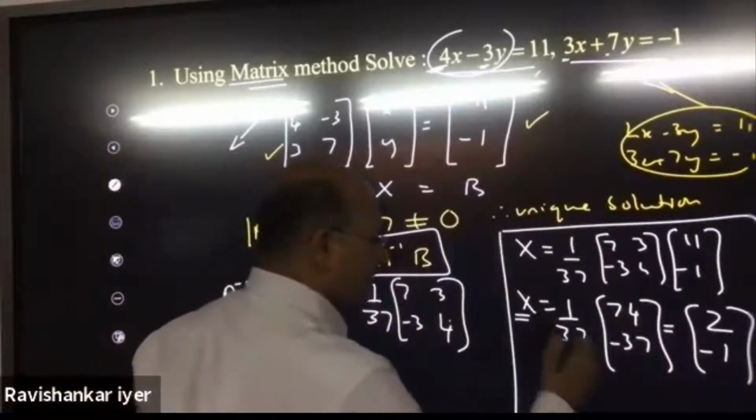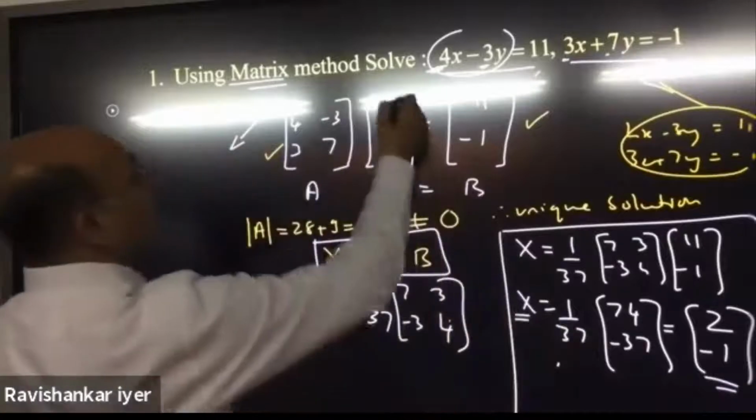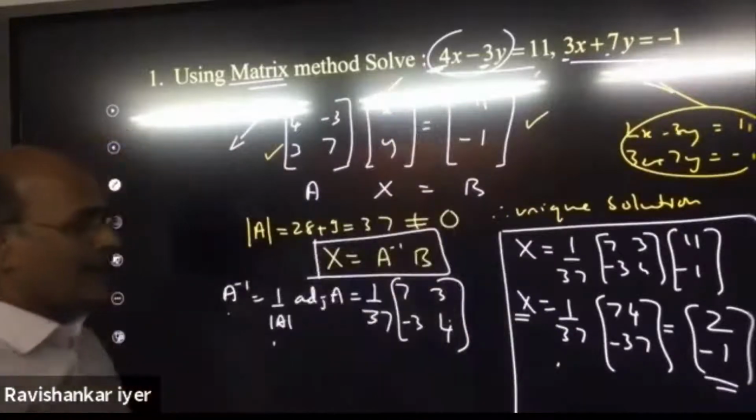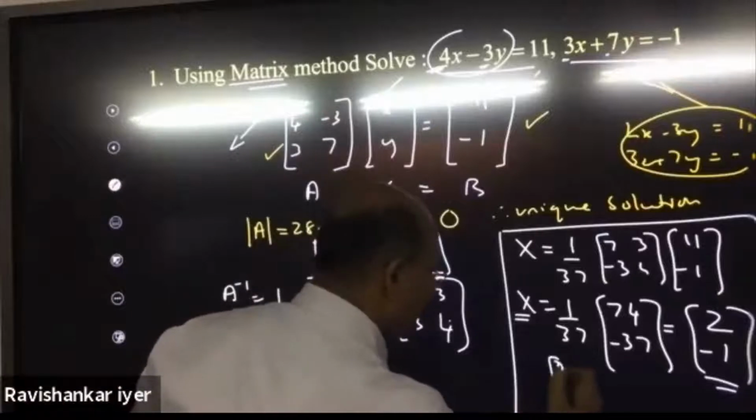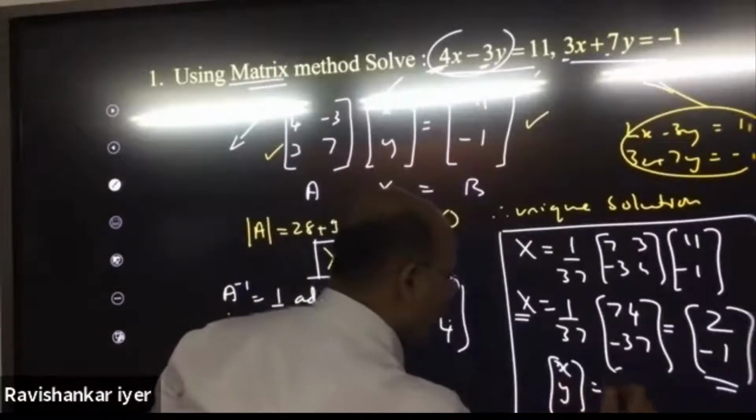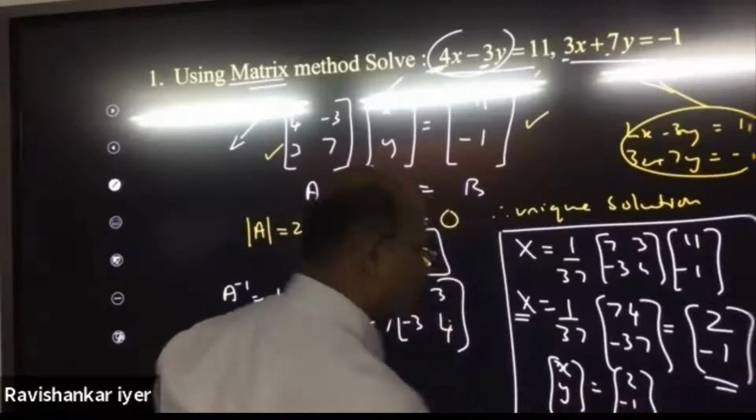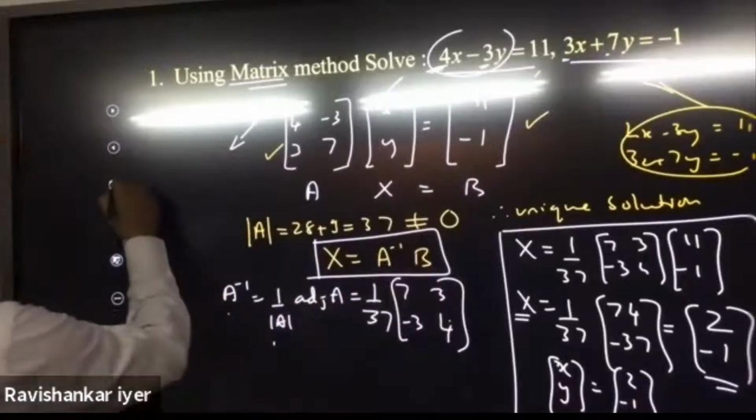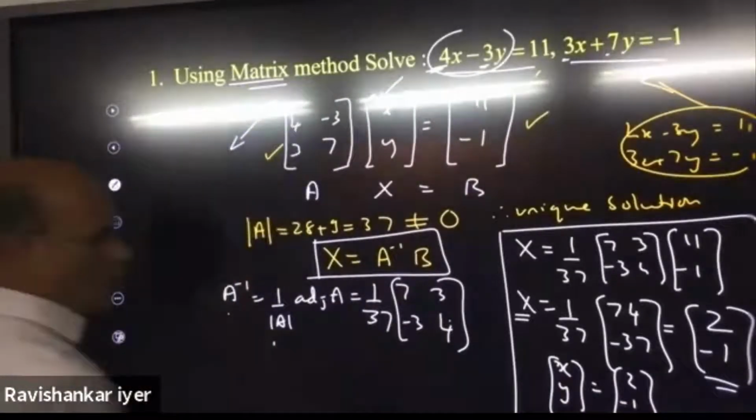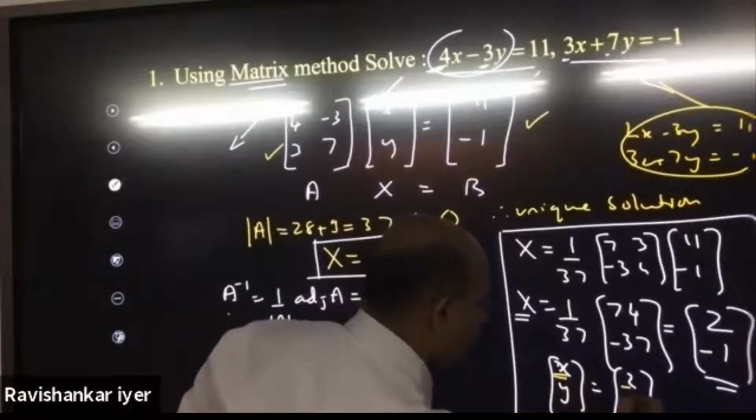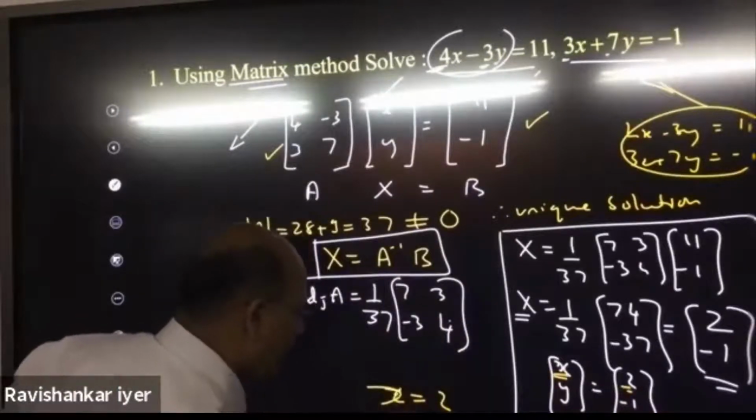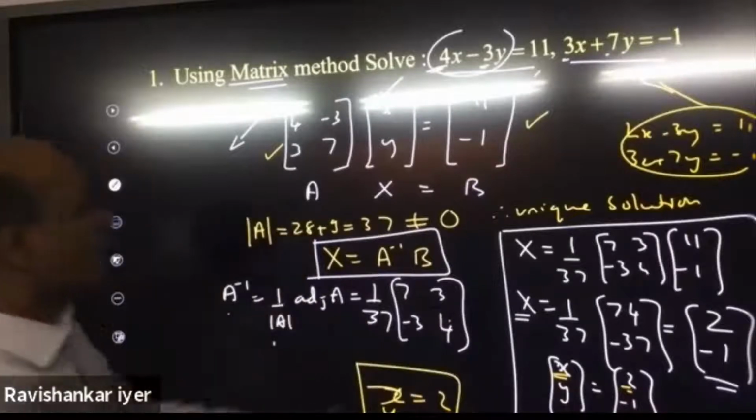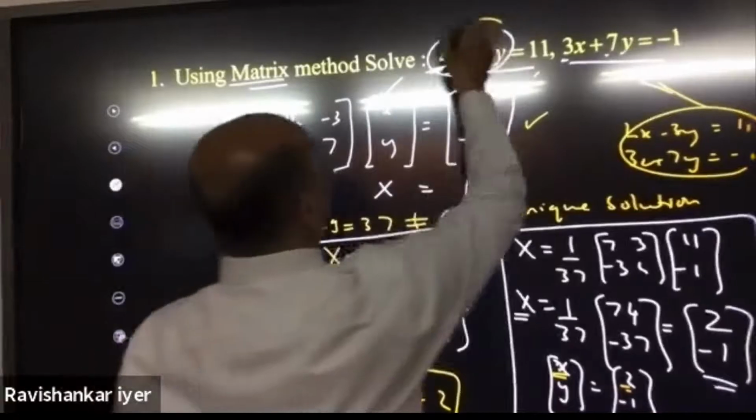What is this? This is X matrix. And what is X? X is nothing but X comma Y. So in short, I can say X, Y is equal to 2 and minus 1. So tell me now, what is the value of X? X value is 2 and Y value is minus 1. This is what solving these two equations is.